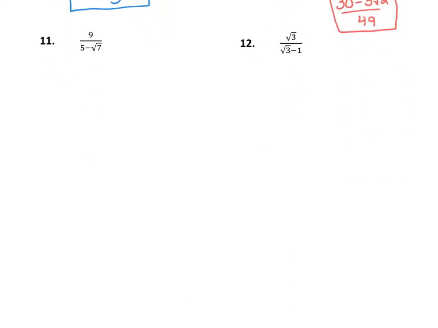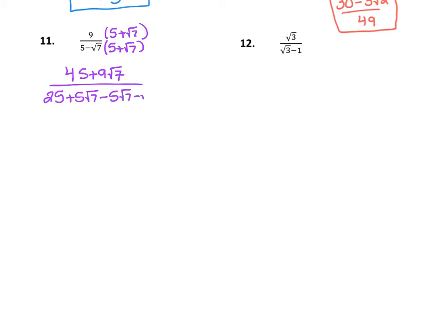For question 11, my denominator is 5 minus square root 7. So I'm going to multiply by 5 plus square root 7, because again, it's always the opposite sign in the middle. So on top, I'll have 45 plus 9 square root 7. In the bottom, I'll have 25 plus 5 square root 7 minus 5 square root 7 minus square root of 49.